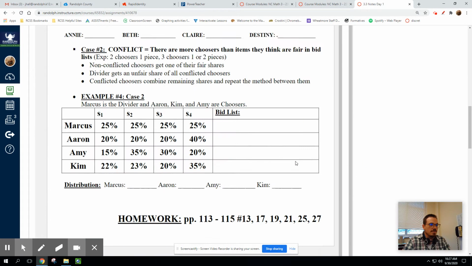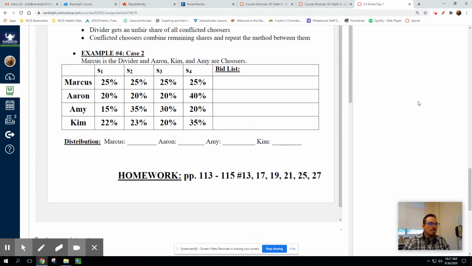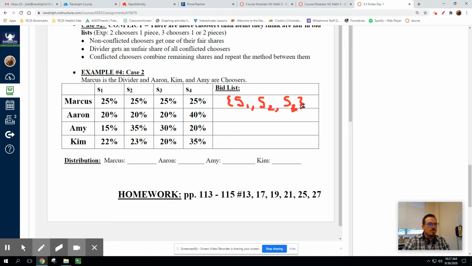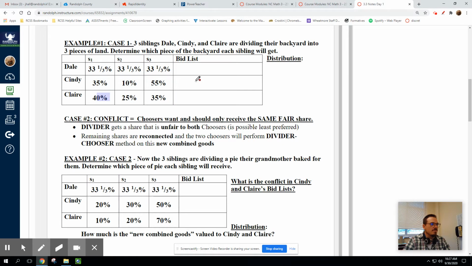When we create the bid list, if we come back down here and see it, Dale's is S1, S2, S3, Cindy's is S1 and S2, and Claire's is S1 and S3. You might be wondering, what does that mean? For our bid list, we use brackets and say S1, S2, and S3, because those are the ones that Dale, sorry, I'm on a different case, those are the ones that Dale considers to be fair. He likes that those are fair.